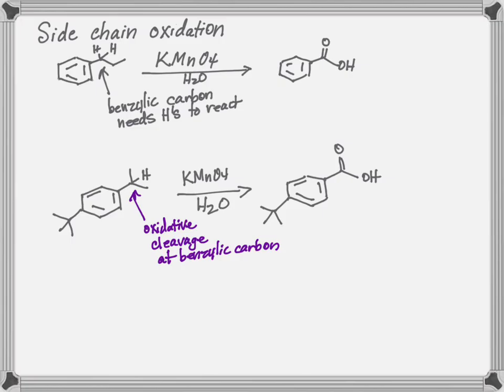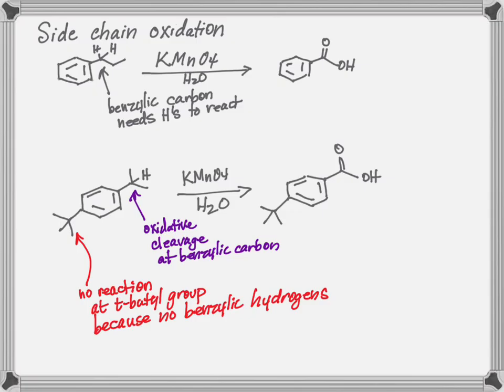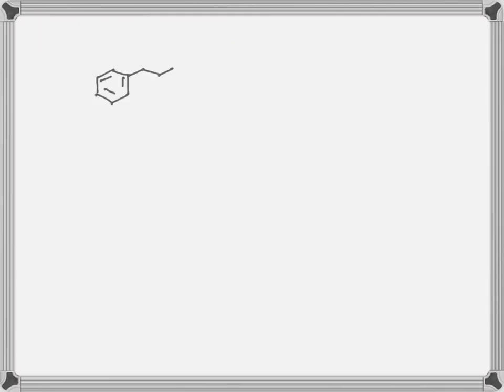So I have labeled the carbon in purple, which is the color of potassium permanganate, that gets oxidized, and the one in red that does not get oxidized because it does not have any benzylic hydrogens.